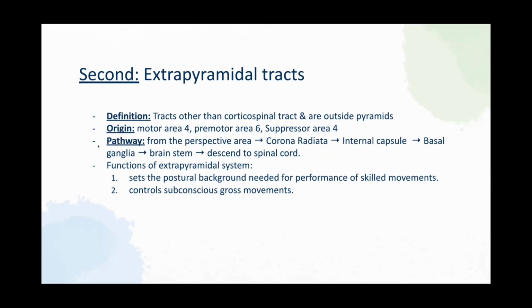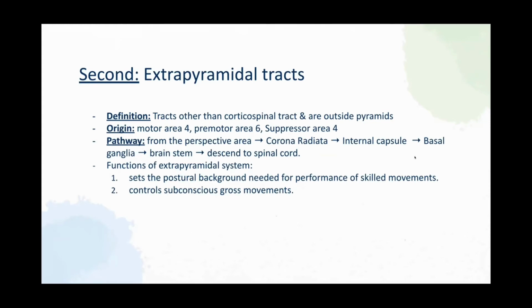Why? Because when we talk about extrapyramidal symptoms and extrapyramidal diseases, they're mostly concerned with the basal ganglia, and sometimes they're referred to as diseases of the basal ganglia. We'll talk about one of them briefly in a bit. Then it goes to the brain stem and descends to the spinal cord. The function of the extrapyramidal tract is to set the postural background needed for performance of skilled movements and the control of subconscious gross movements.